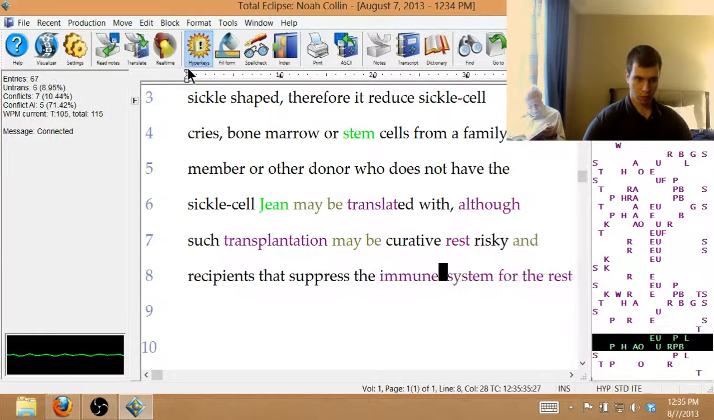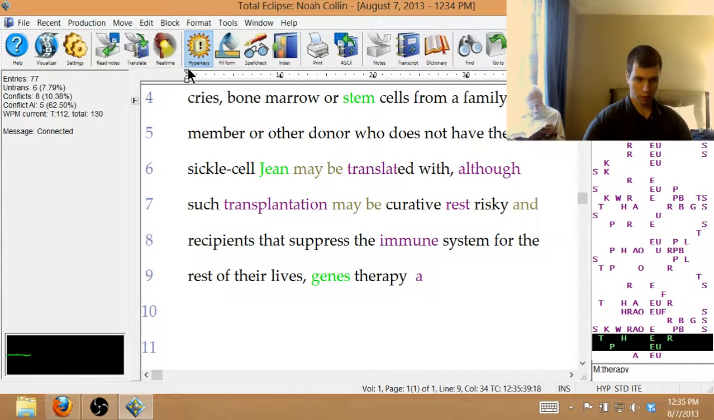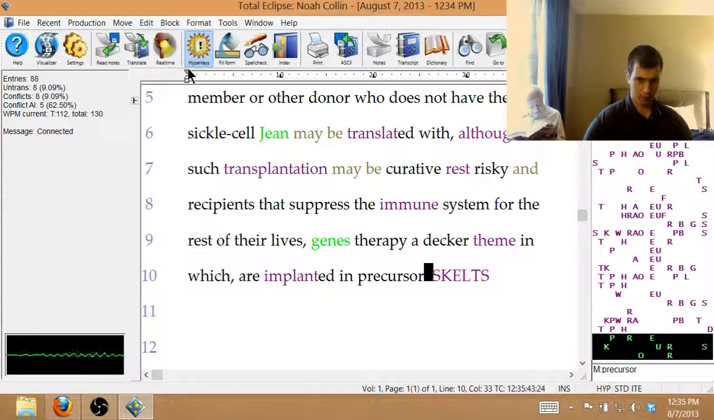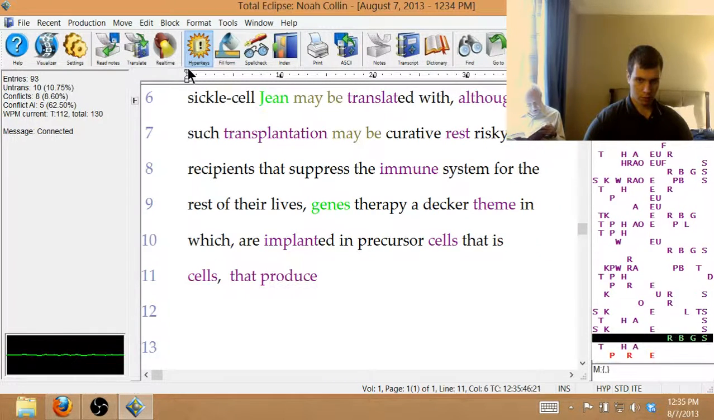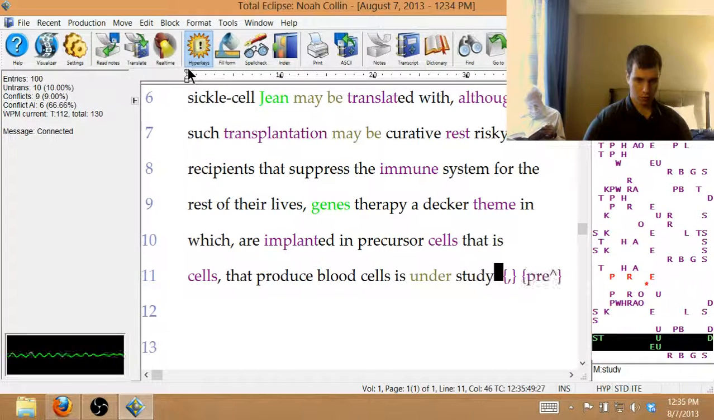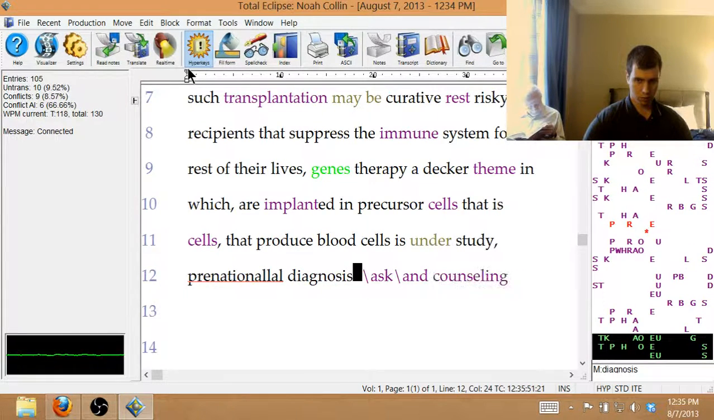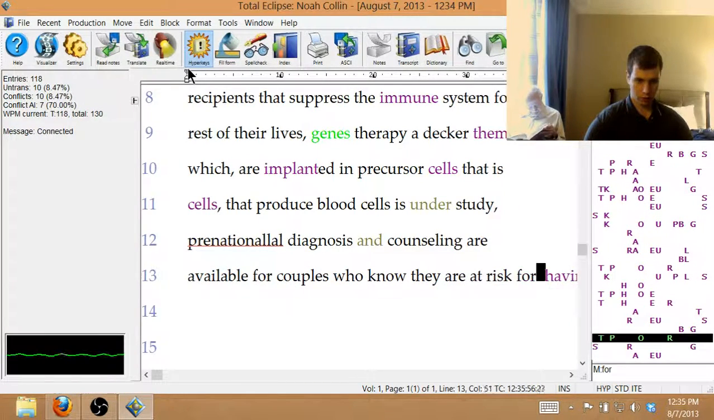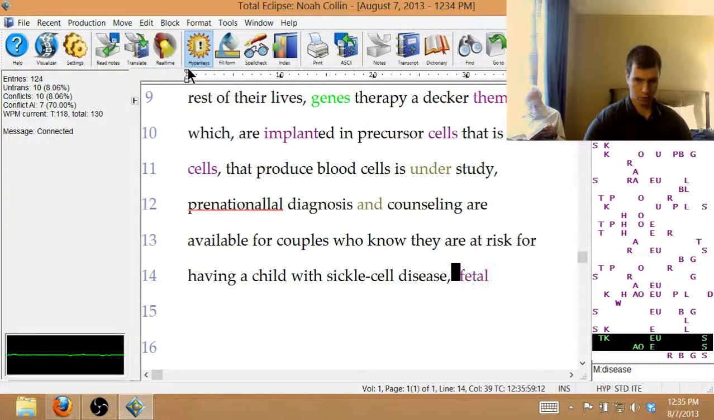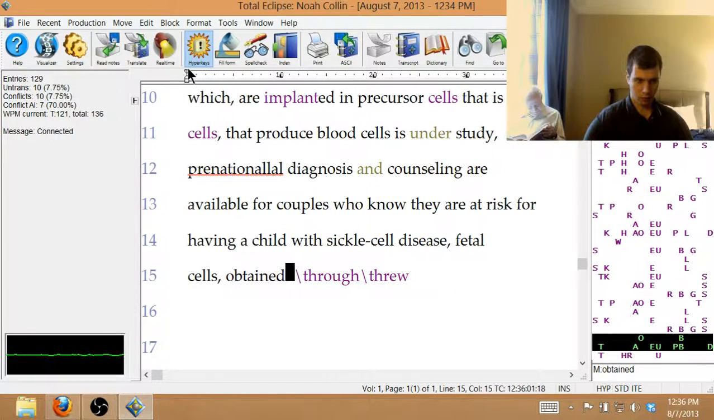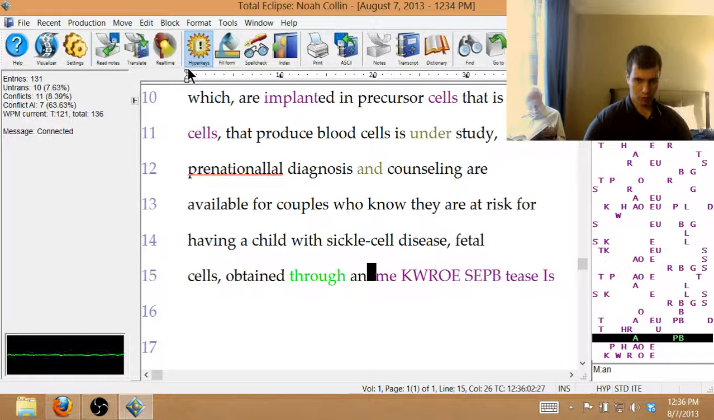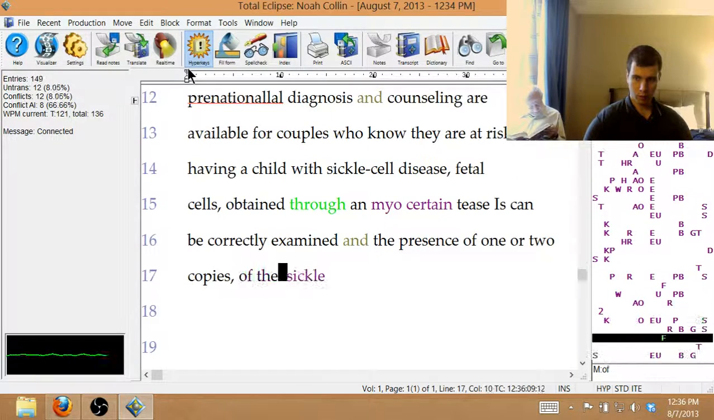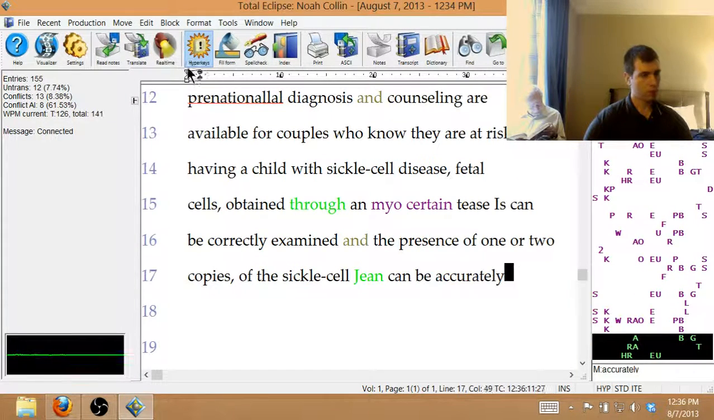Gene therapy, a technique in which normal genes are implanted in precursor cells, that is, cells that produce blood cells, is under study. Prenatal diagnosis and counseling are available for couples who know they are at risk for having a child with sickle cell disease. Fetal cells obtained through amniocentesis can be directly examined, and the presence of one or two copies of the sickle cell gene can be accurately determined.